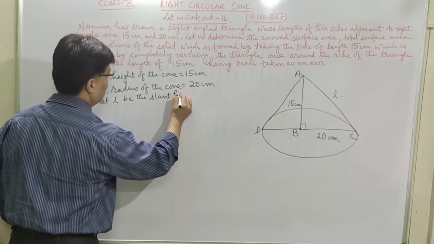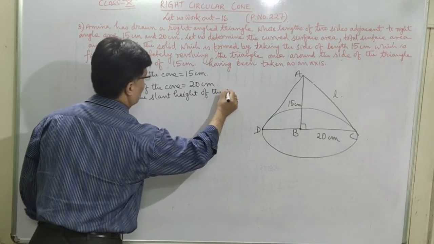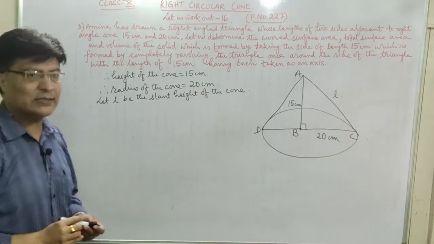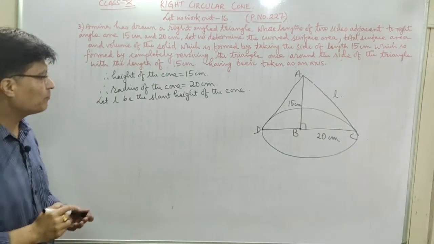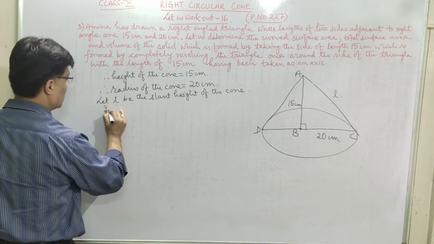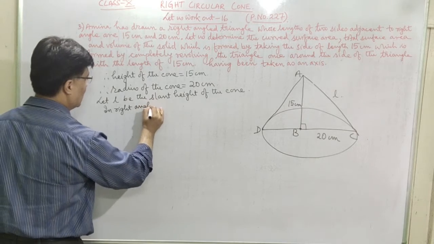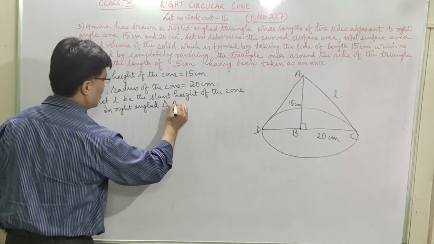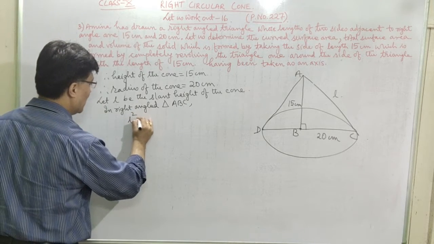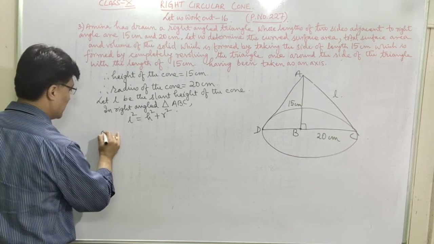Let L be the slant height of the cone. So let us calculate the value for slant height. Now you know that ABC is a right angle triangle. So in right angle triangle ABC, we have from Pythagoras theorem, L square is equal to H square plus R square.